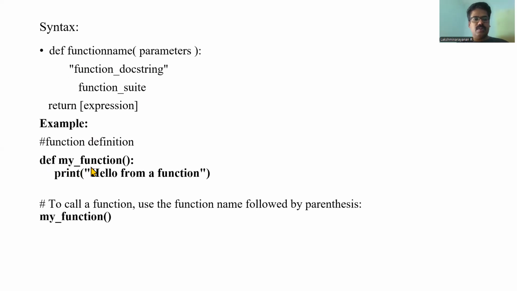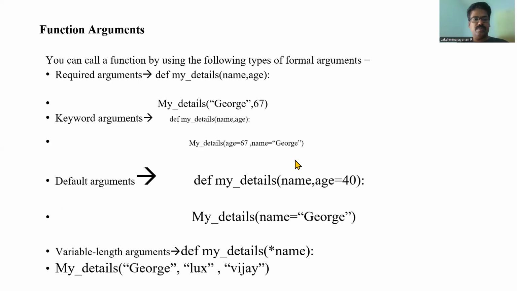See here, this is a real program: def, function name, and I am not passing any argument inside the function, just passing the message hello from a function. For function arguments, there are four types: required argument, keyword argument, default argument, and variable length argument.